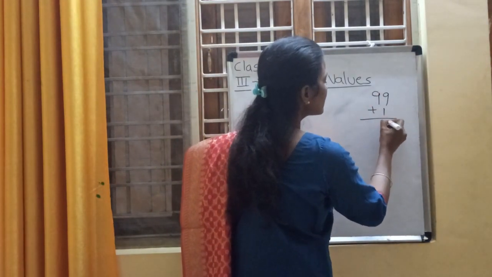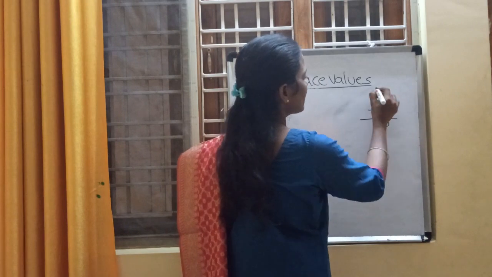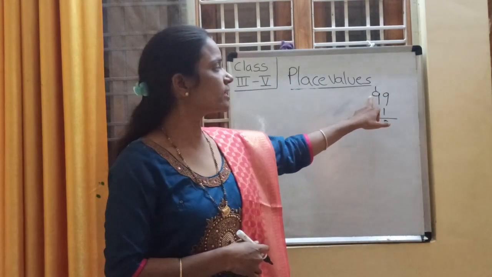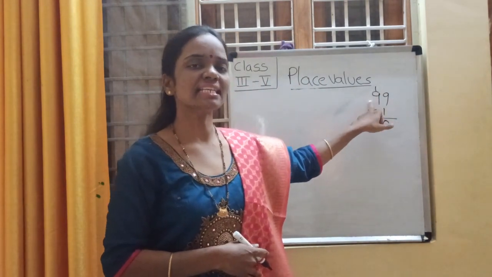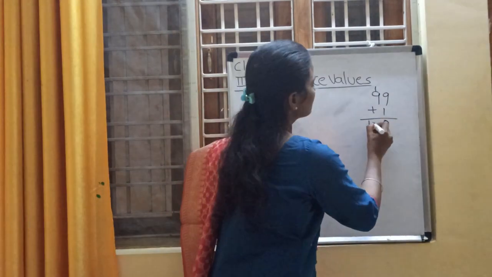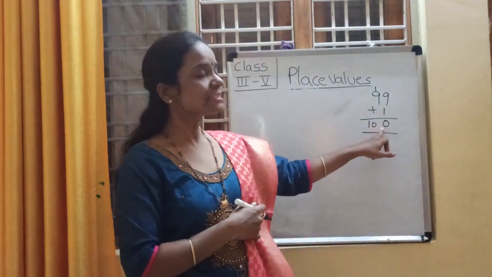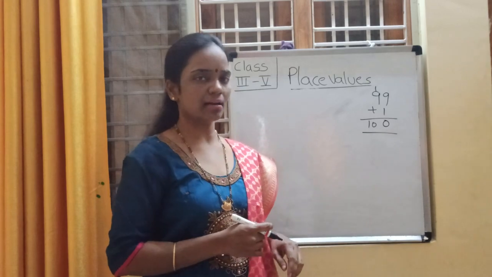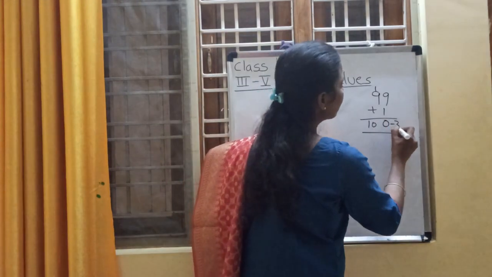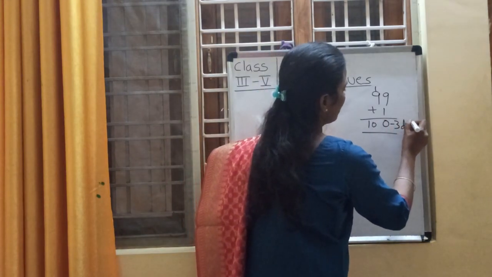9 plus 1 is 10, so 0 is written in the ones place. 1 is the carryover forwarded to the tens place. 1 plus 9 is 10. So 100. 100 is a 3-digit number, right? Yes, 100 is a 3-digit number.